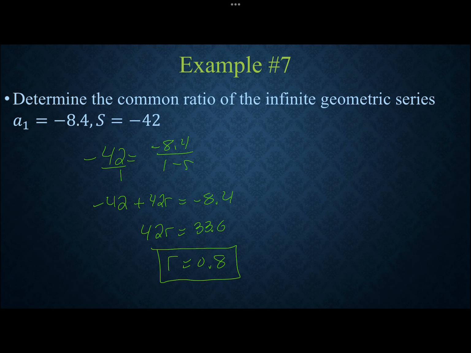So this is always going to work out for us. It's not going to be a situation where you solve and get an r that's greater than 1 or less than negative 1 in this kind of case. It's not possible. These problems are designed to give us an actual answer that does work.